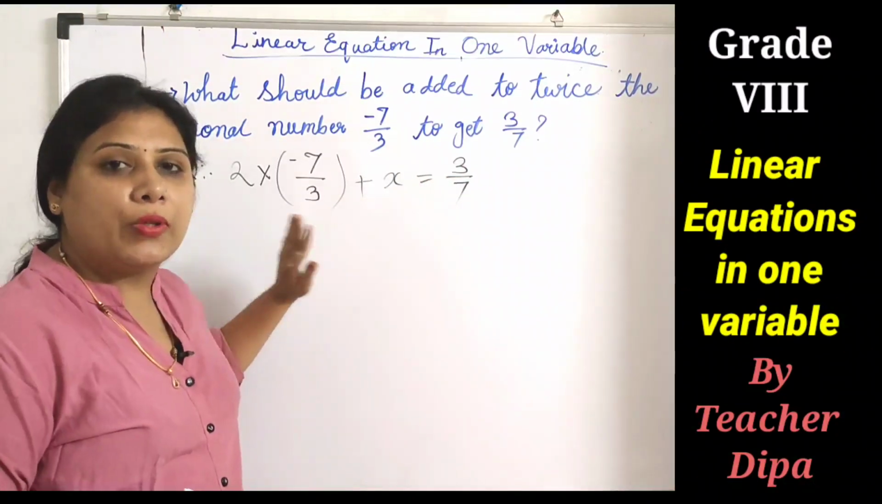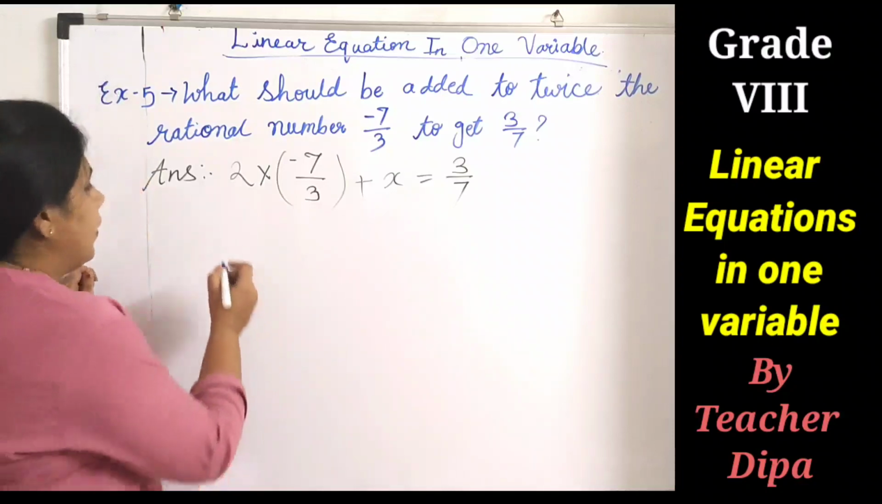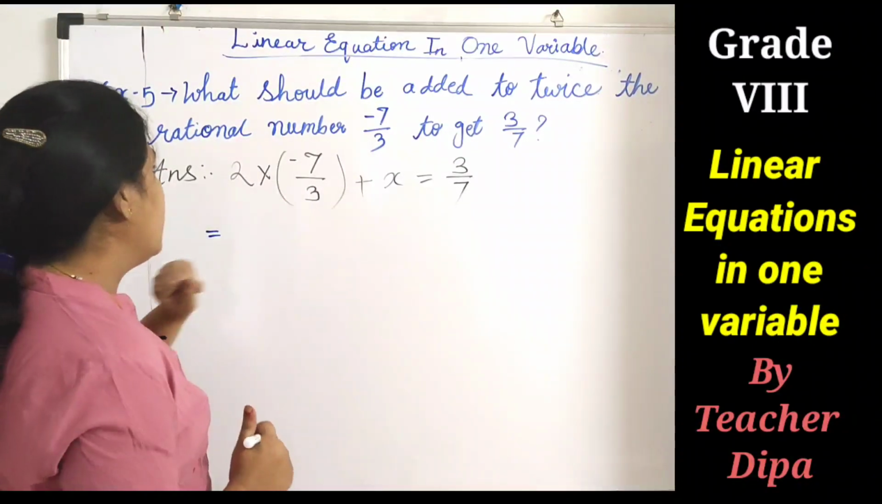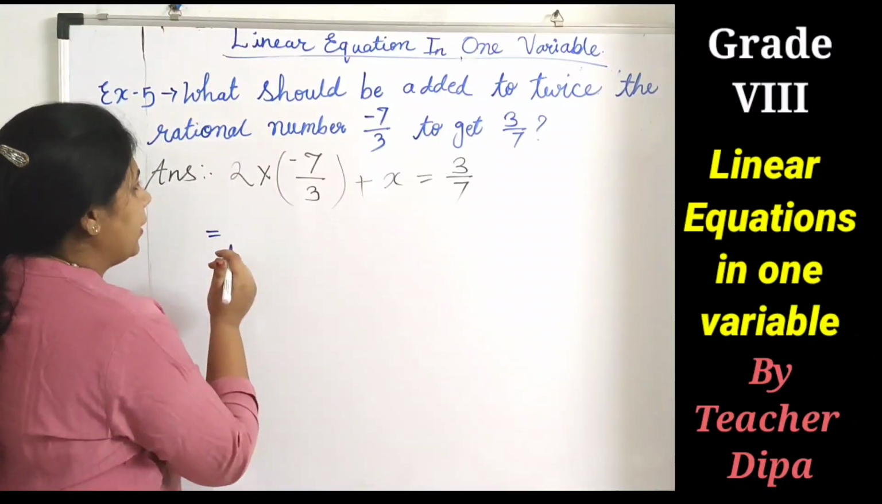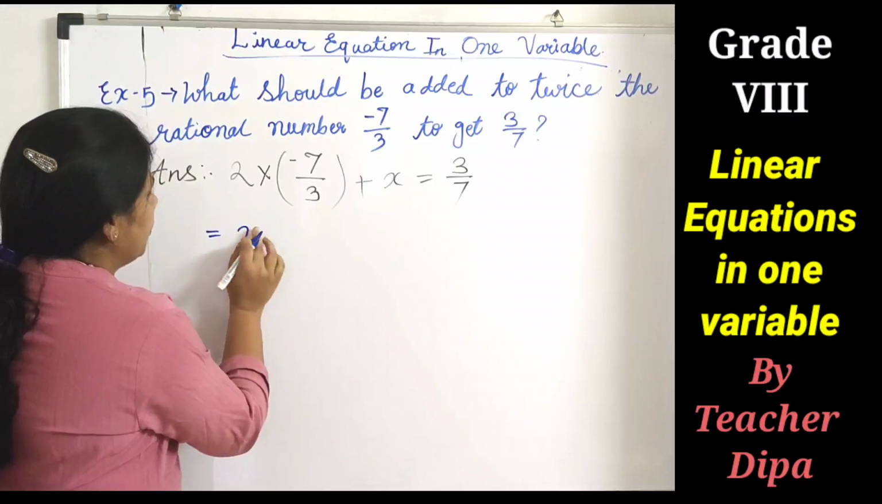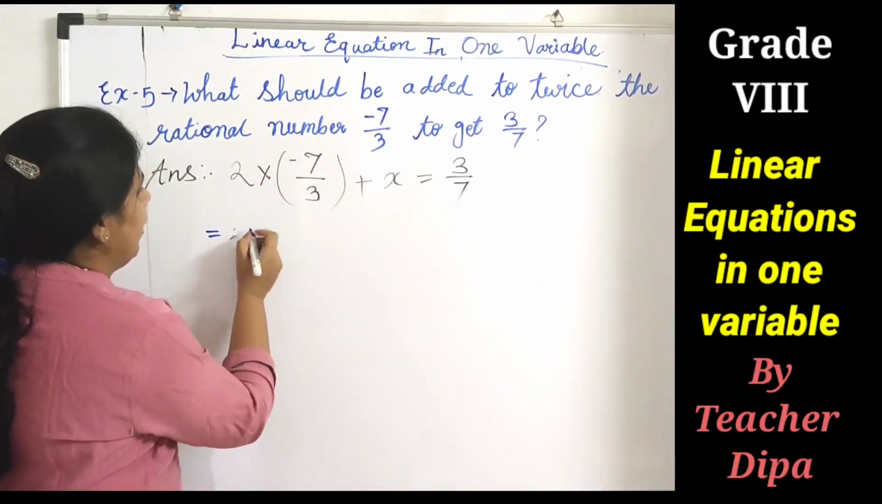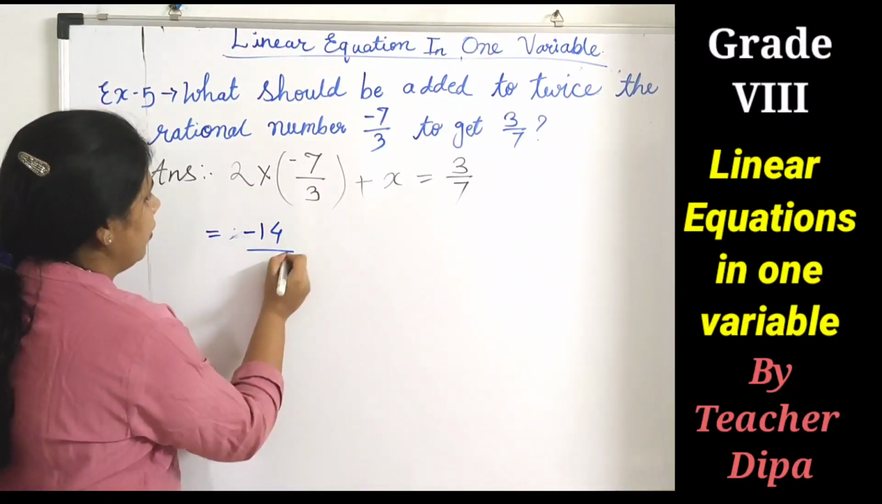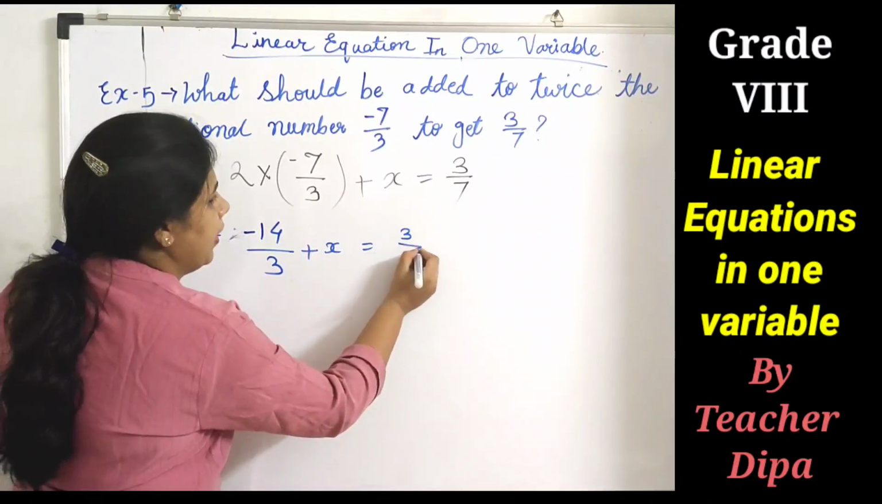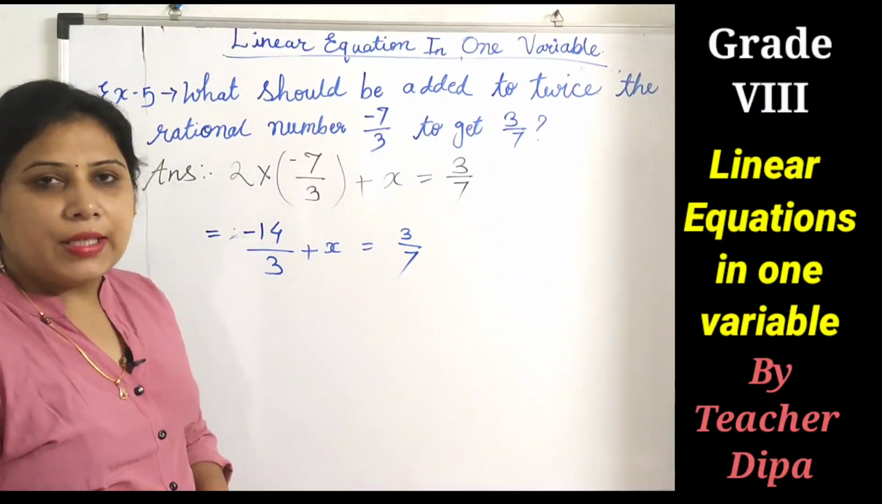Now how to solve this equation? What do we have to do now? In a simple way we have written the equation. Now the multiplication, what will we get? We will get 2 into 7, minus 14 upon 3 plus x is equal to 3 upon 7. Can I write the equation in this way?